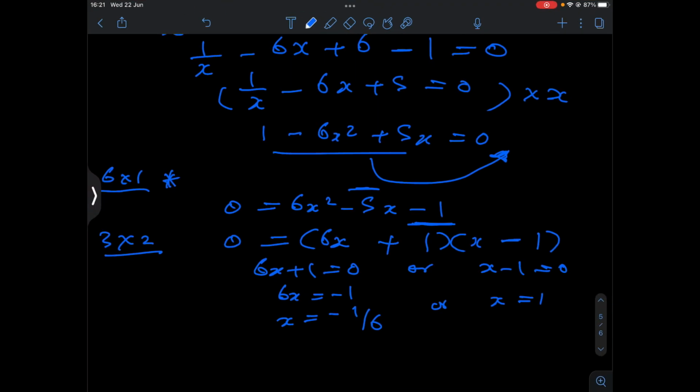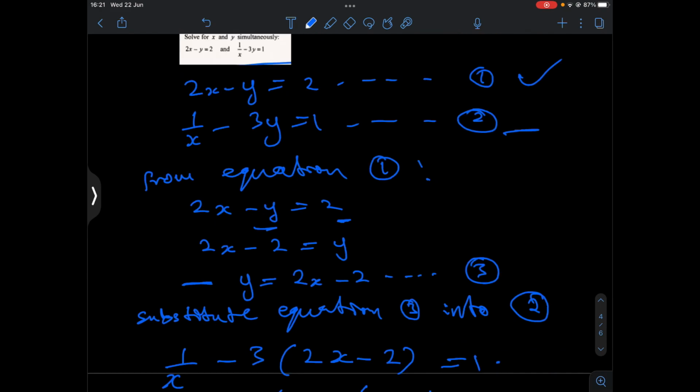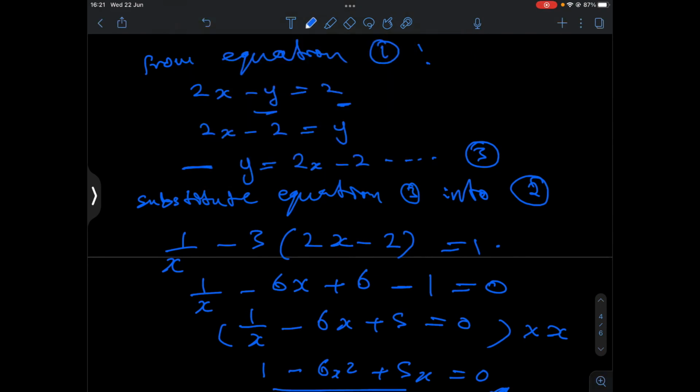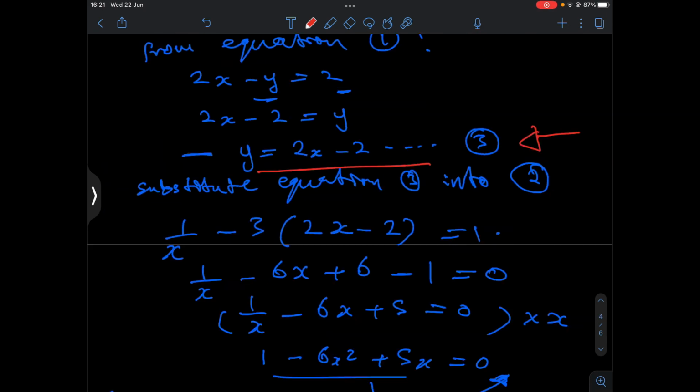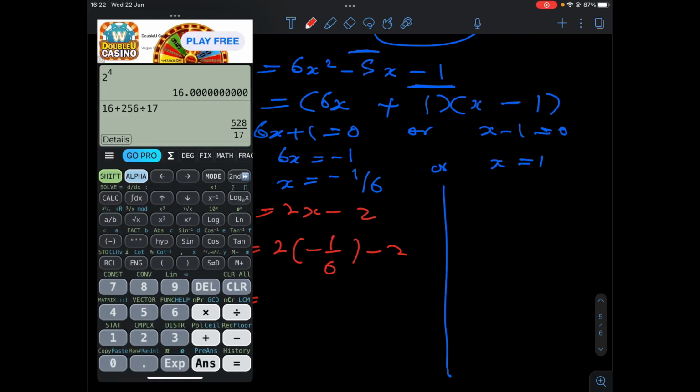Now we are going to look for our y values. Sorry about that. So we are going to use equation 3 here, which is y equals 2x minus 2. To find the y values, y equals 2x minus 2. So when we substitute into the calculator, what do we get? 2 times negative 1. My apologies, let me clean up here.